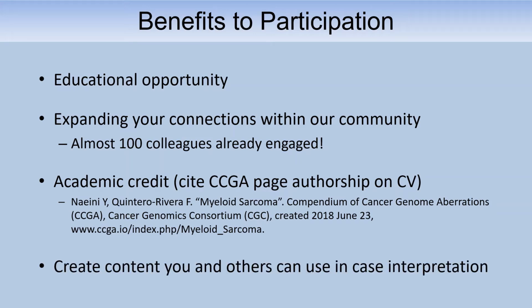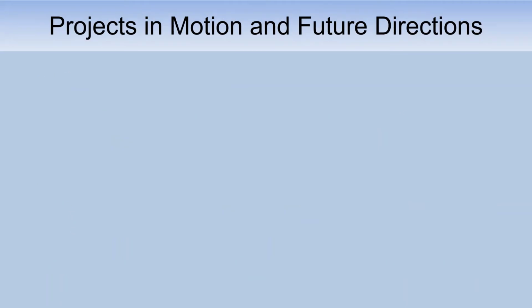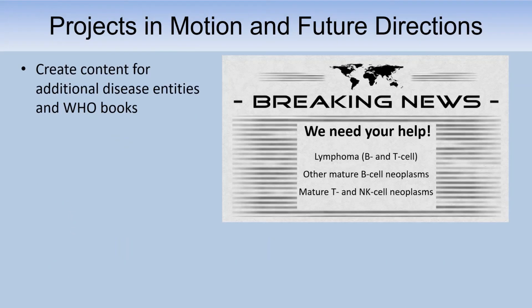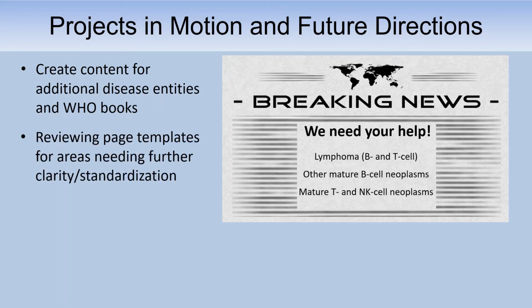And importantly, you create content not just for yourself, but for others that can be used in the future to interpret cases. Projects in the CCGA include creating content for additional disease entities in the heme lymphoid book and soon additional WHO books. We are reviewing our 3 different page templates in case there needs to be further clarification and standardization for authors. We are close to having a CCGA logo.